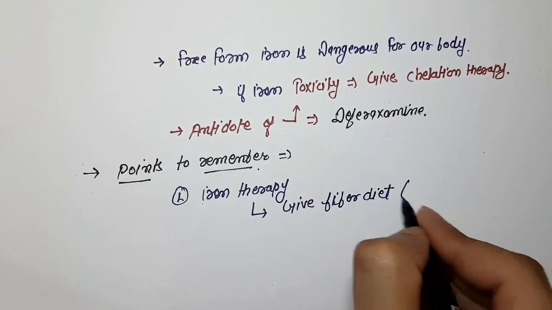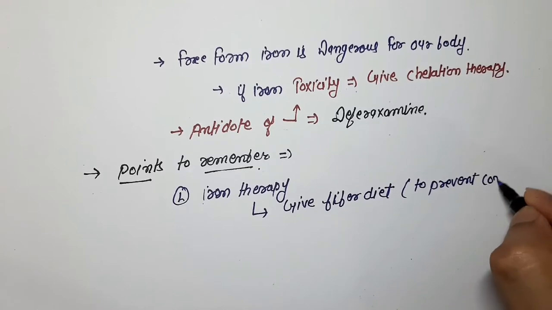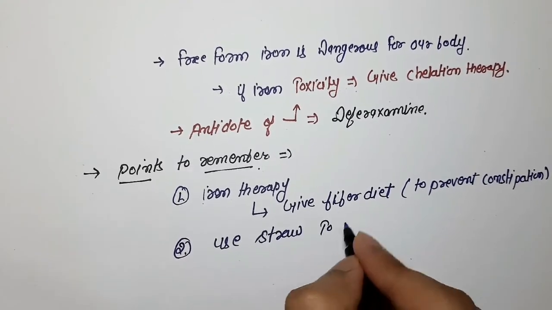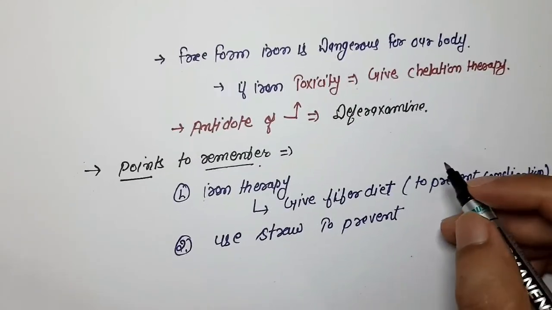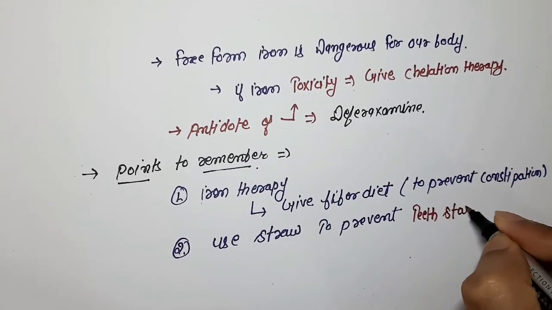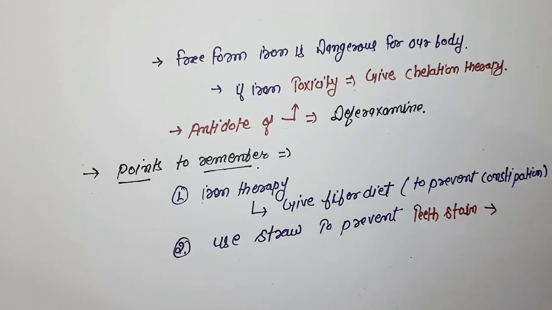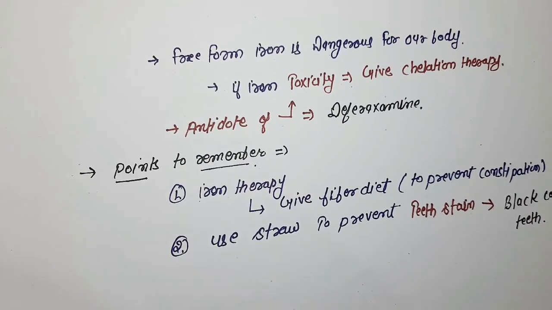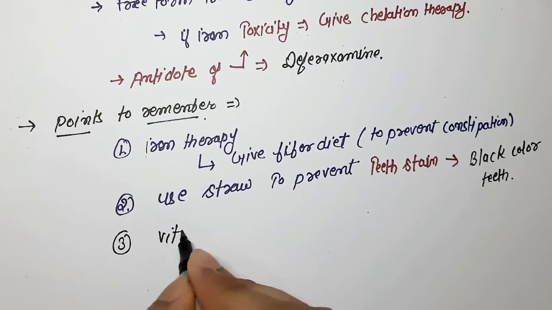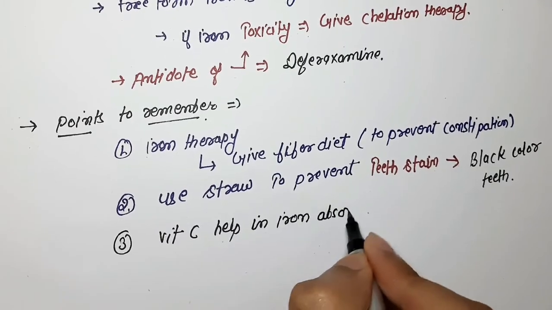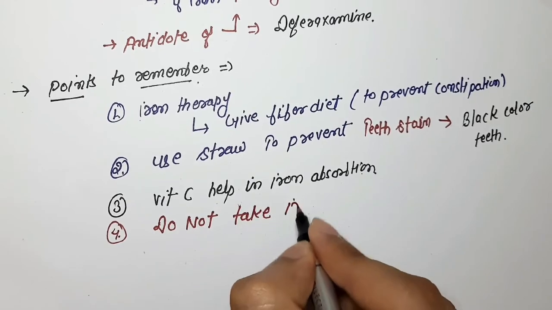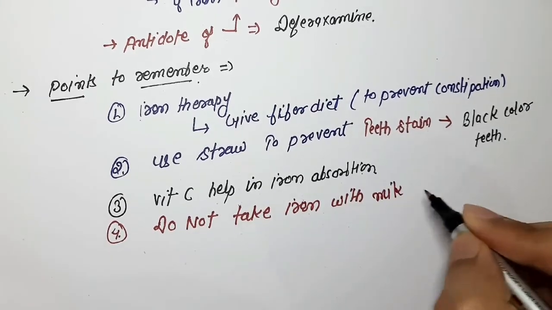Now some points to remember. While giving iron therapy, we should provide a high fiber diet to prevent constipation. The most common complication of iron therapy is constipation. Use a straw to prevent teeth stain. Number 3 is vitamin C helps in iron absorption, like orange juice, etc. Number 4 is do not take iron with antacid and milk.